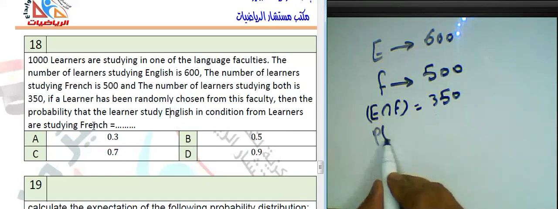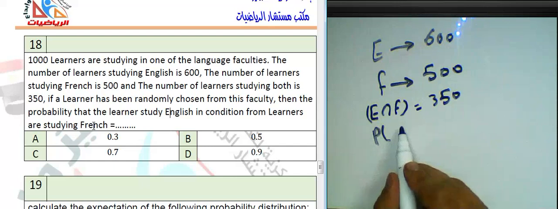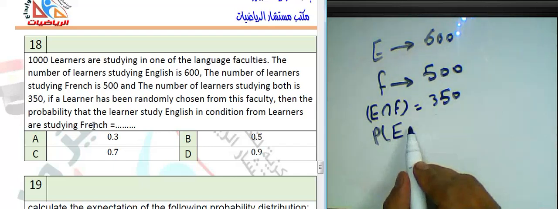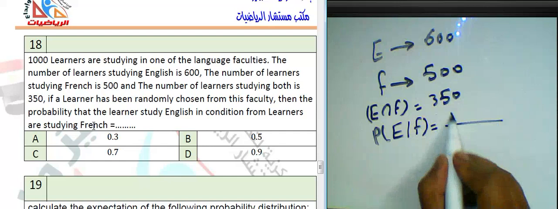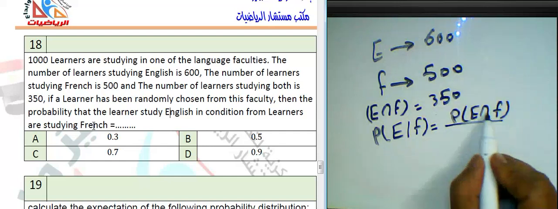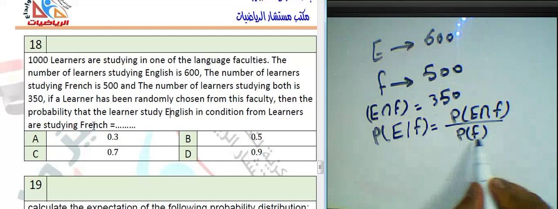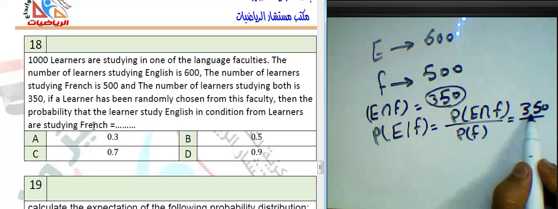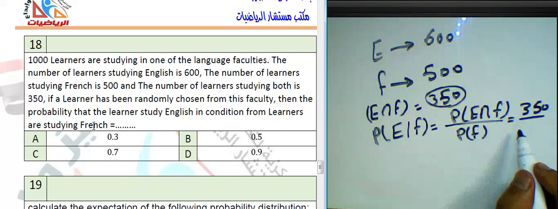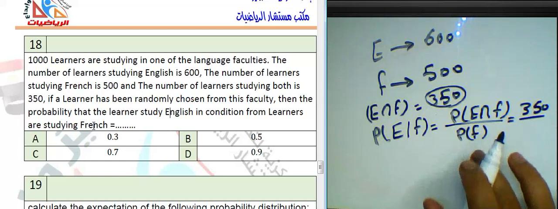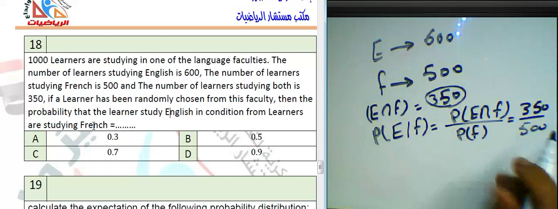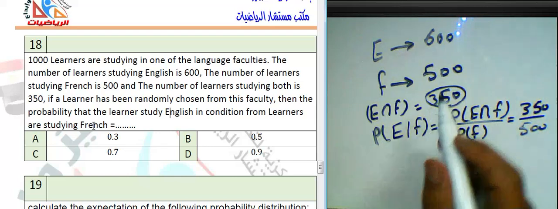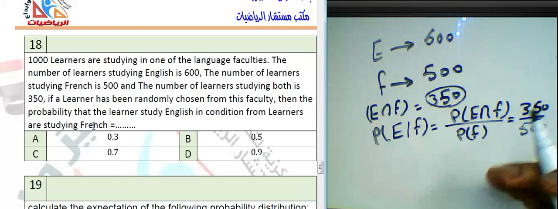Okay, you want to find the probability of studying what? English, conditional on learners of French, conditioned by French. We can find the probability of E intersection F over the probability of F. The intersection probability here is 350 divided by the total, over the total number for F, 500. We can cancel the total by the total.